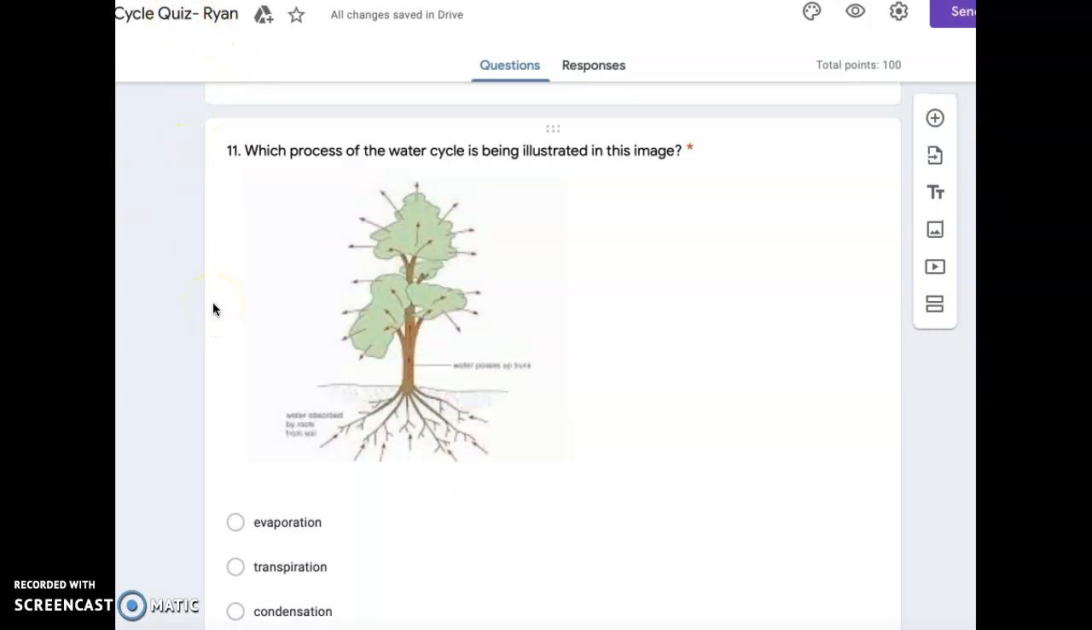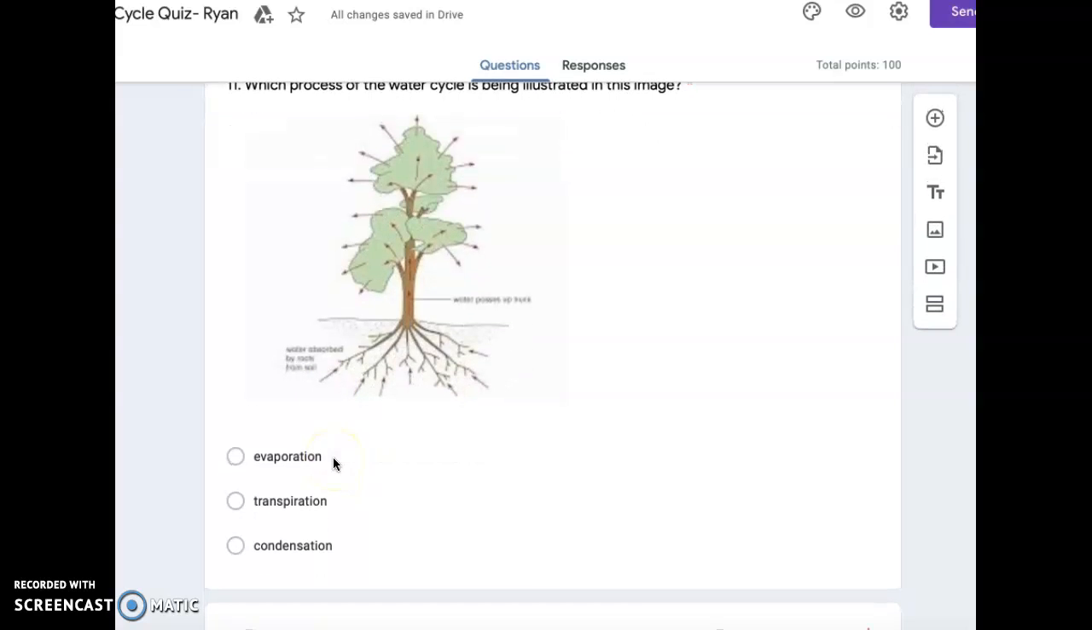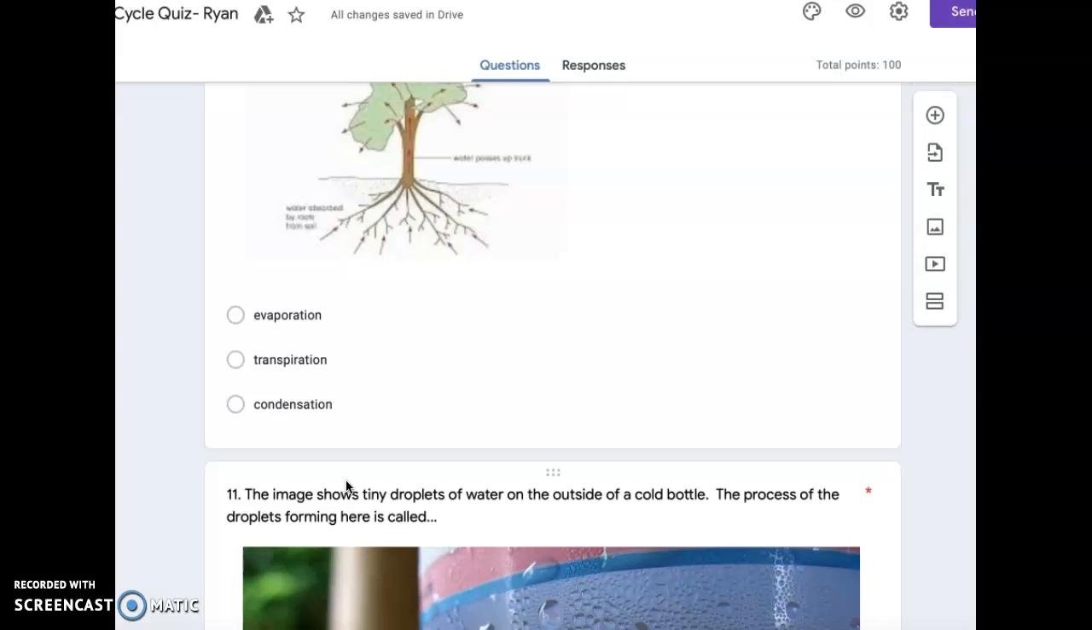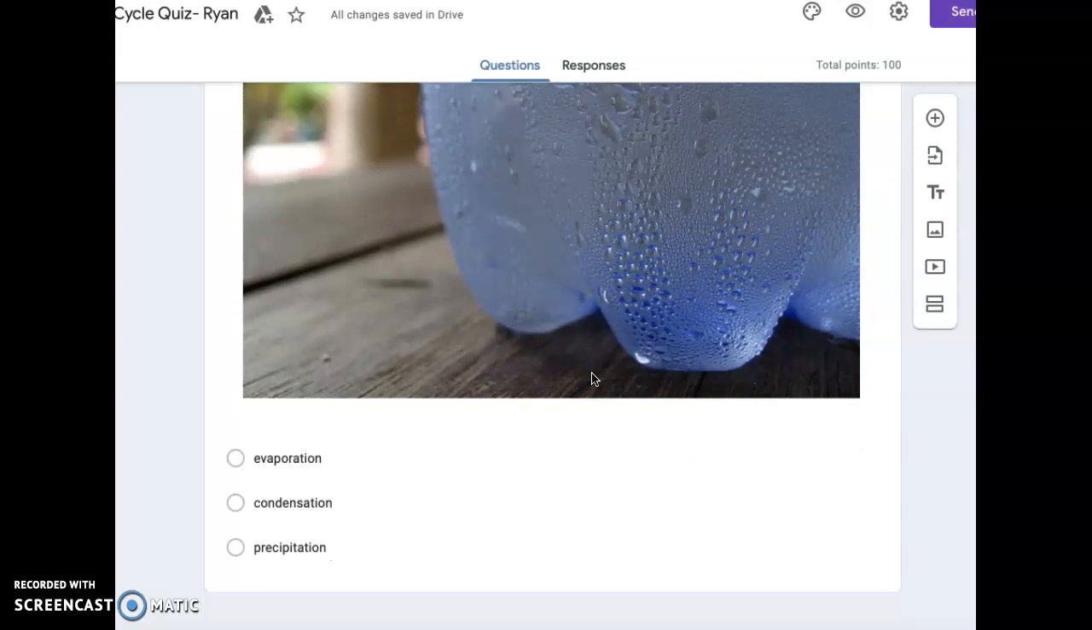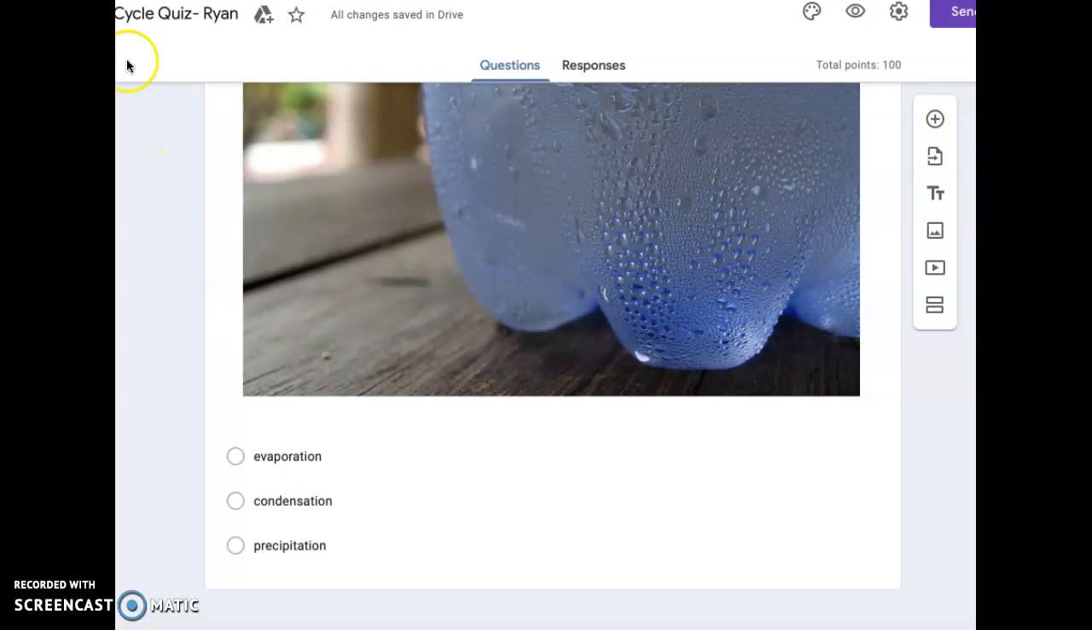Number 11, which process of the water cycle is being illustrated in this image? Evaporation, transpiration, or condensation? Number 11, the image shows tiny droplets of water on the outside of a cold bottle. The process of the droplets forming here is called evaporation, condensation, or precipitation.